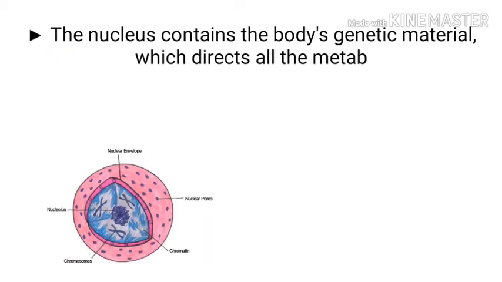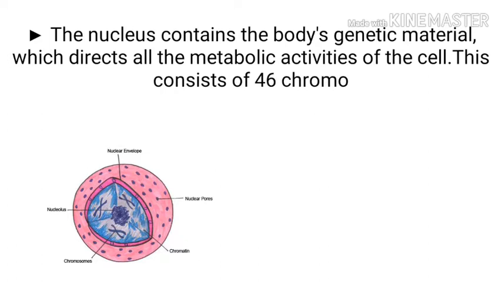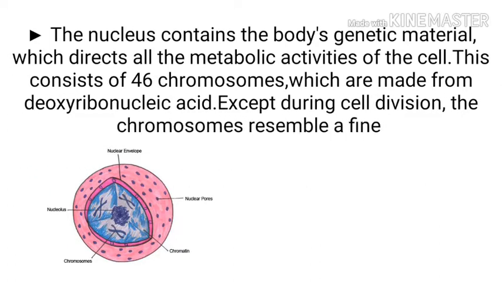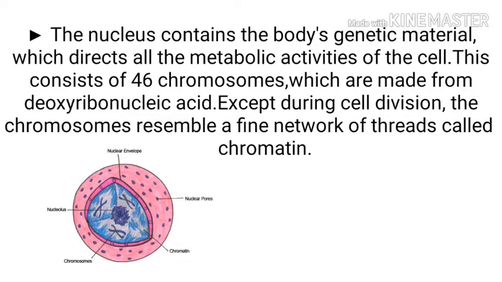The nucleus contains the body's genetic material, which directs all the metabolic activities of the cell. This consists of 46 chromosomes, which are made from deoxyribonucleic acid. Except during cell division, the chromosomes resemble a fine network of threads called chromatin.